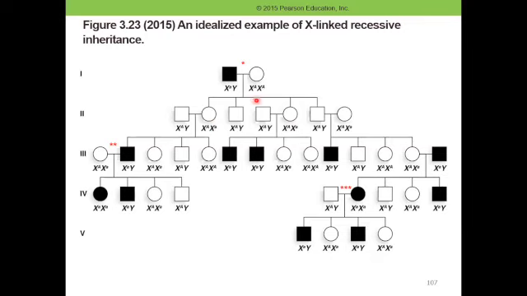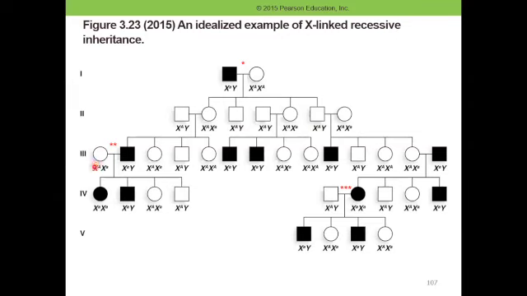So in this case, when the dad is affected for this X-linked recessive trait, all the daughters are normal but carriers. Then what about the sons? So the sons will inherit the X chromosome from their mom. In this case, the mom is homozygous for the normal allele, so all the sons will be normal. So therefore, if the dad is affected, but the mom is homozygous for the normal allele, all the children will be normal. The daughters will be normal but carriers.